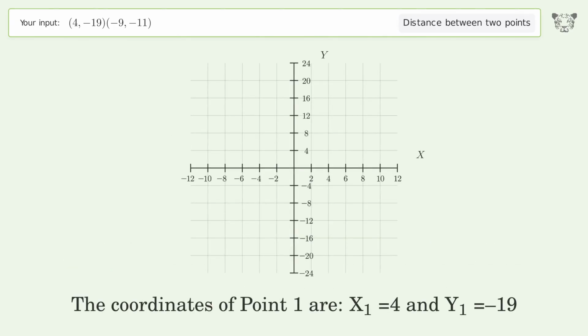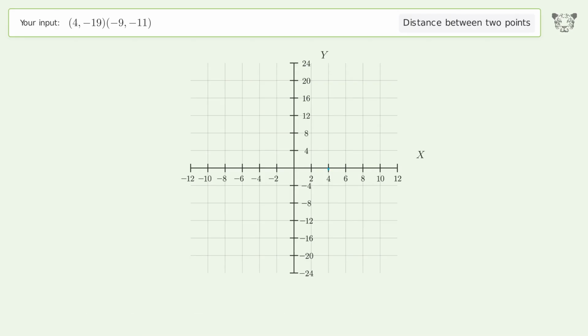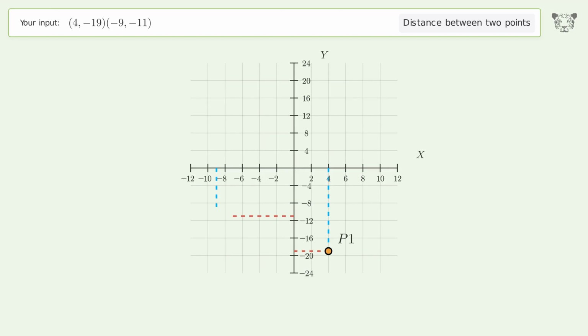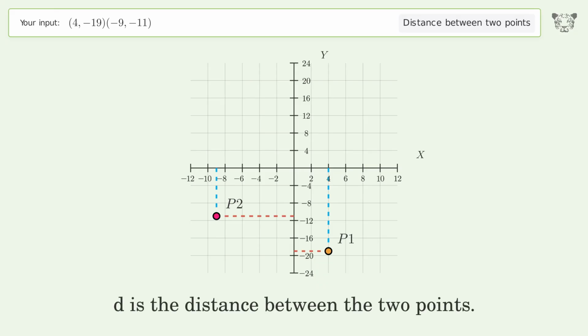The coordinates of point 1 are x1 equals 4 and y1 equals negative 19. The coordinates of point 2 are x2 equals negative 9 and y2 equals negative 11. D is the distance between the 2 points.